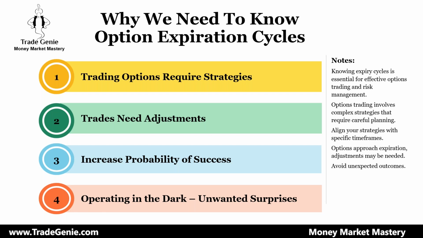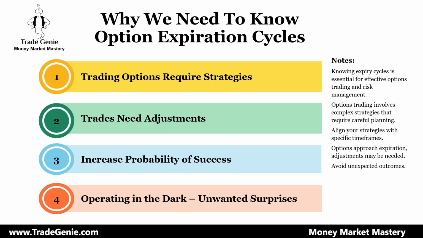And then we decide to trade options. So we are going one level deep. To trade all this, we need a strategy. When we are trading options, we need to know the expiration cycle. And another reason, not only to implement the strategy, but the trades need adjustments. So we need to effectively implement the adjustments in the trade, depending on what it's doing.